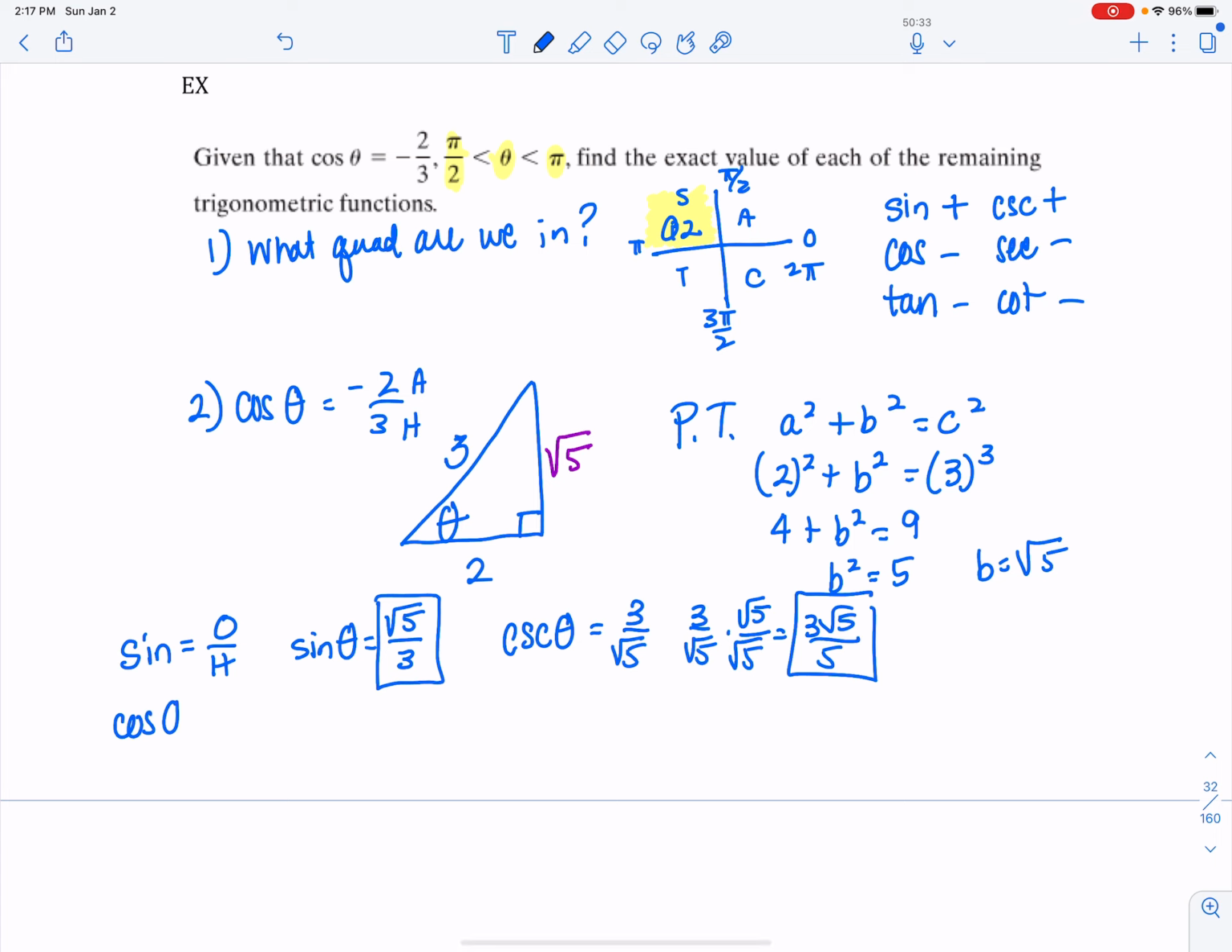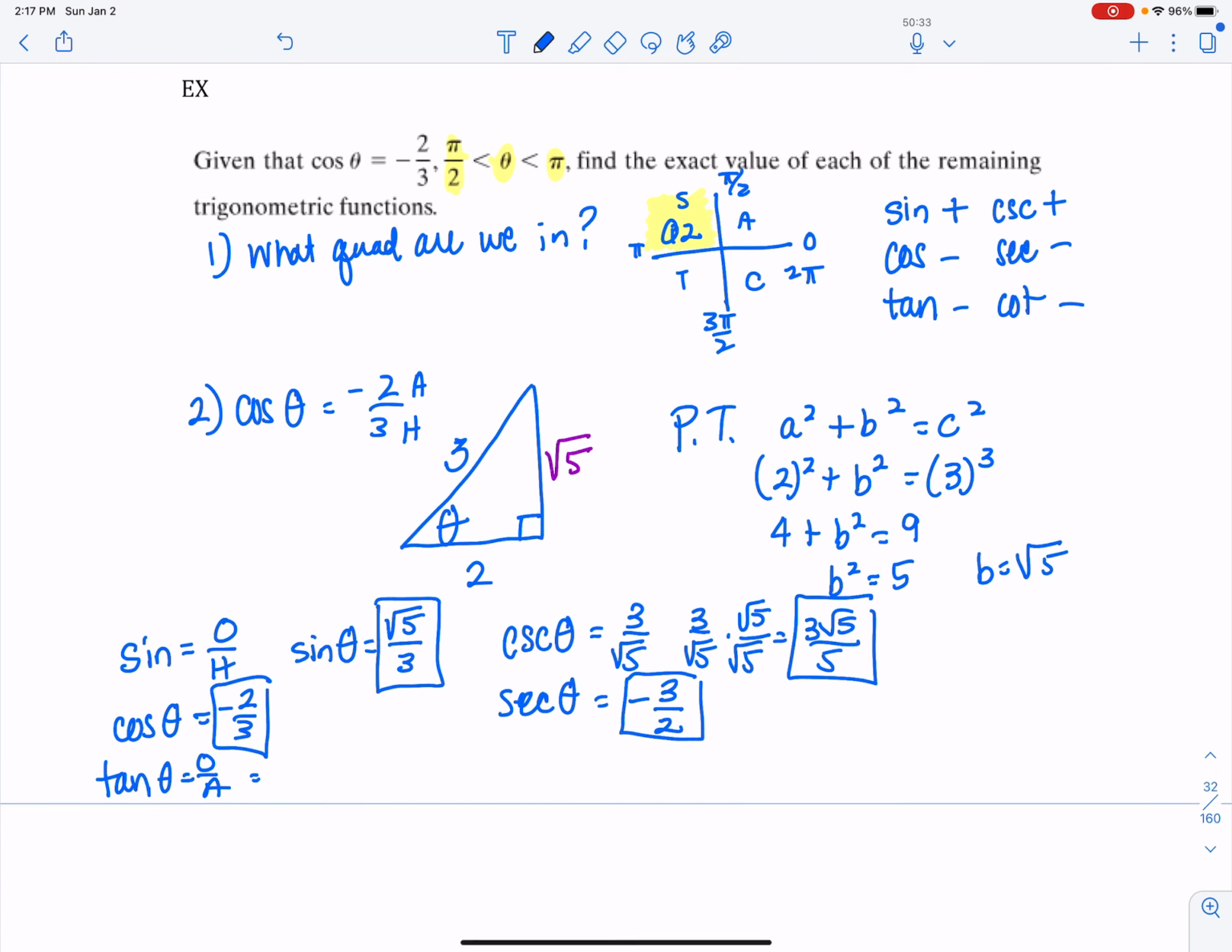Cosine was given, so cosine theta is equal to -2/3. So therefore its reciprocal function, which is secant, is also going to be negative, and I flip that over to get 3/2. And finally, tangent. Tangent theta is equal to opposite over adjacent. So the opposite side is the square root of 5. The adjacent side is 2, and I can accept that answer.